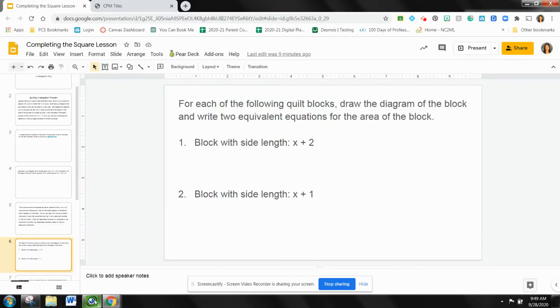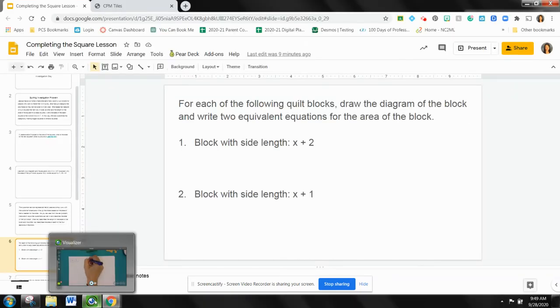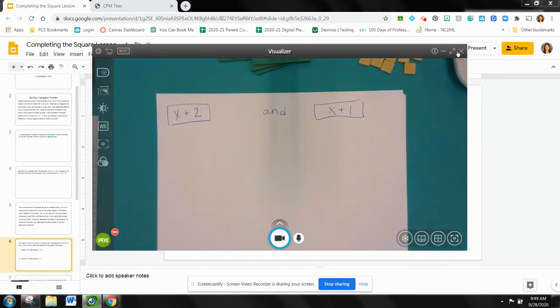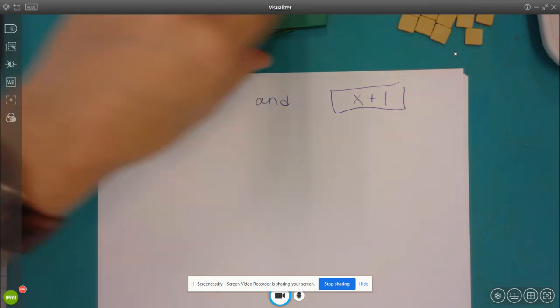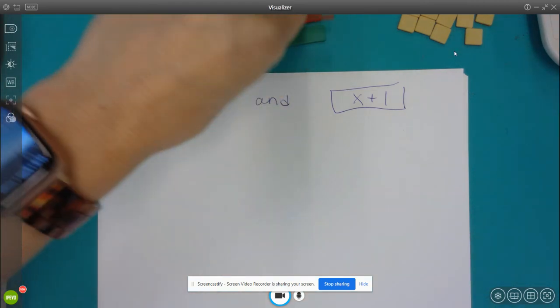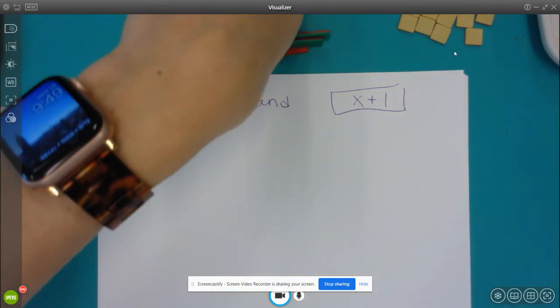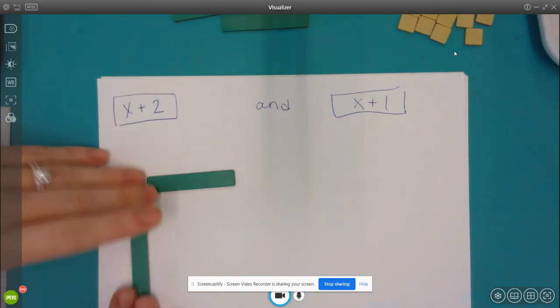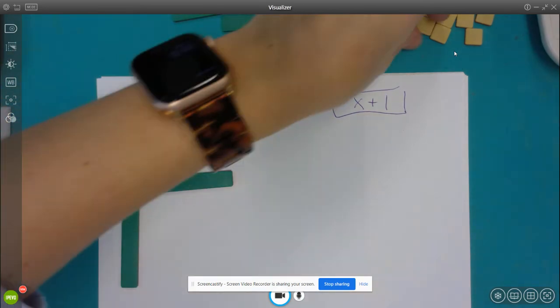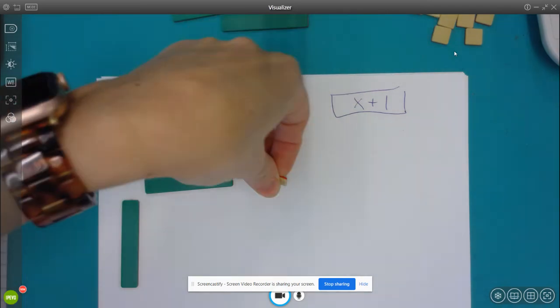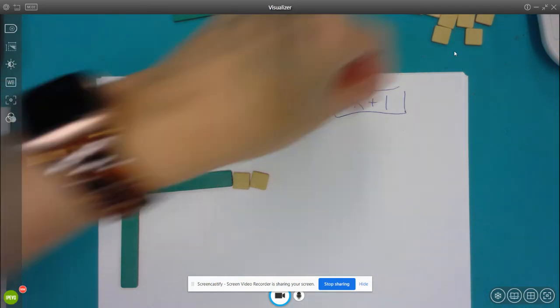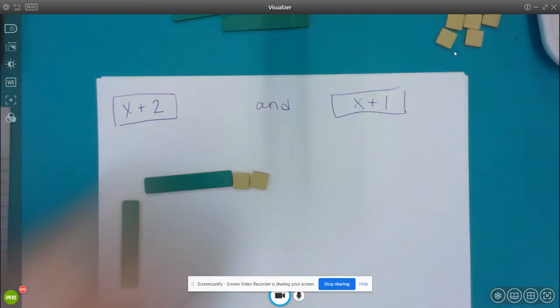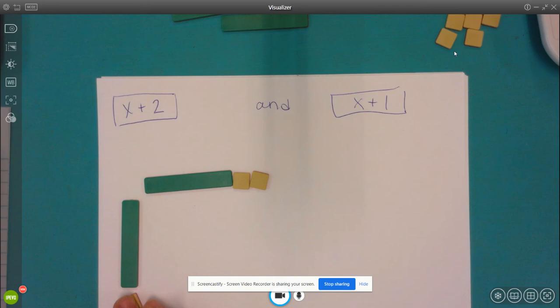So I'm going to go back. I'm going to write these down really quick because otherwise I'll forget. All right. So starting off, I'm going to do x plus 2 with my algebra tiles, and then I'm going to do x plus 1 without my algebra tiles. So again, I'm going to put these on the outside to represent my side length. And then the inside is going to represent the area.